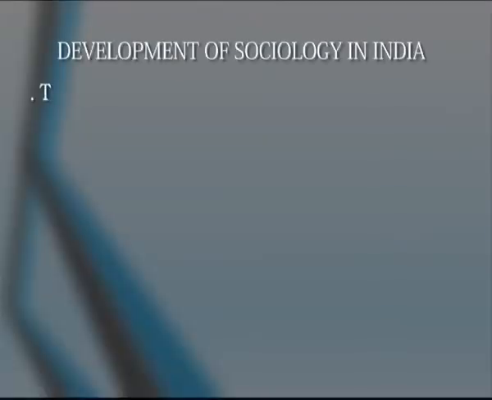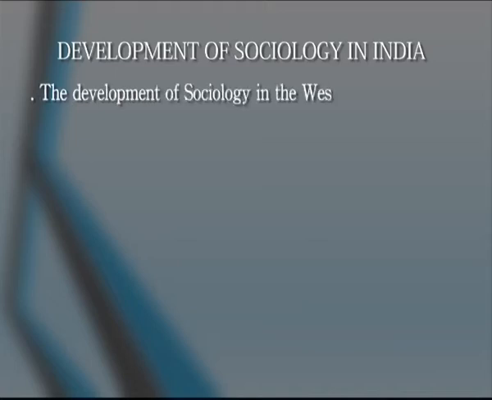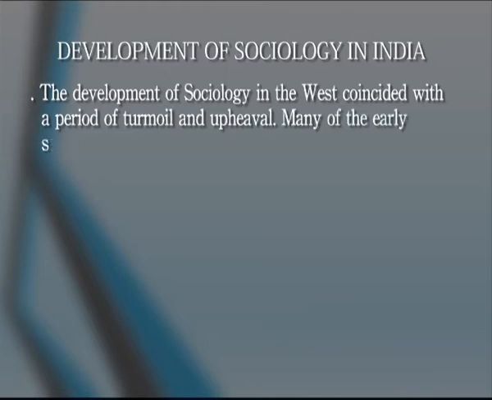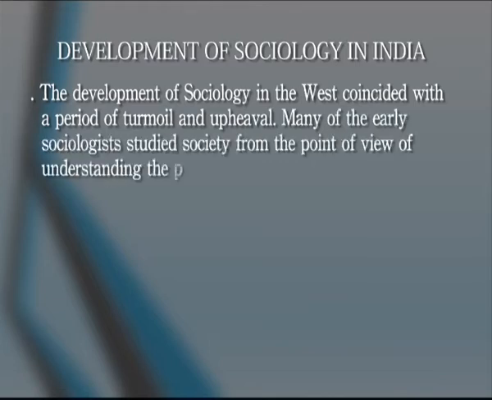Now, this was how sociology was developing around the globe, till about the 1920s, because Max Weber lived from 1864 to 1920. This had an impact on the development of sociology in India, because the development of sociology in the West coincided with the French Revolution and the Industrial Revolution. That means it coincided with a period of turmoil and upheaval, right?